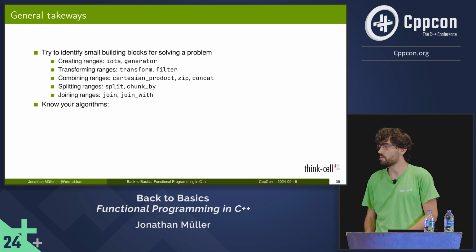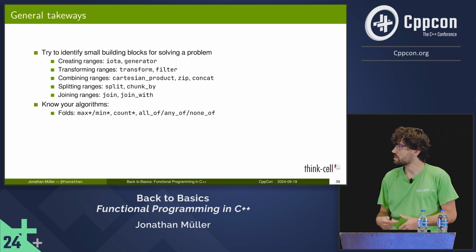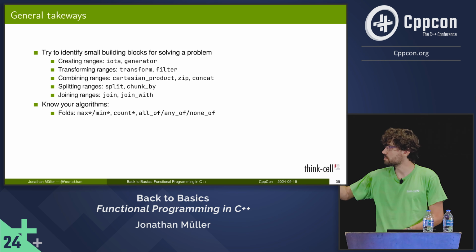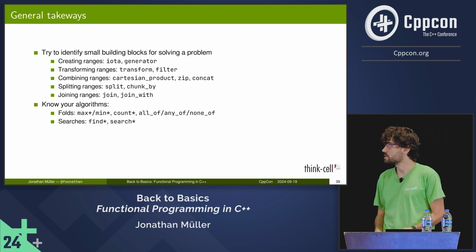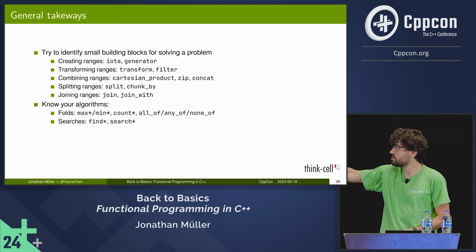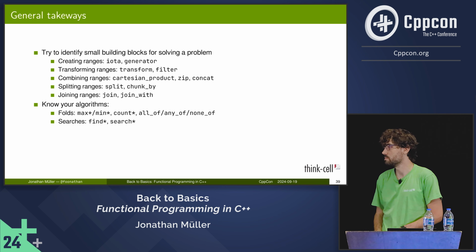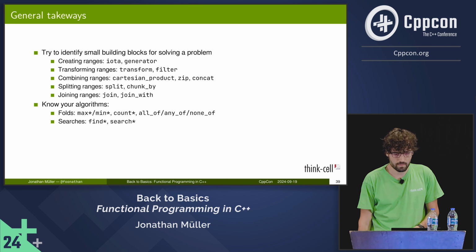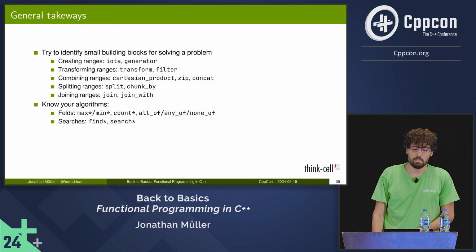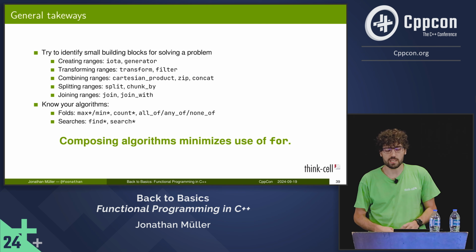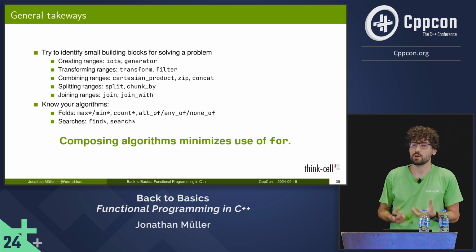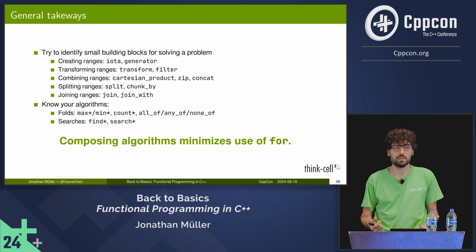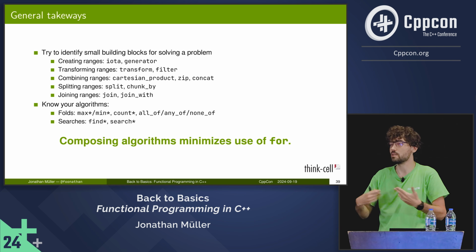And then we need to know the algorithms for those. We've got all the various kinds of folds, which are called minimum, maximum, count, and so on. And then the various searches, like find and search. And with those tools, you can solve a surprising amount of problems in a very simple, very declarative way, just when you're talking about finding things. And so when we write this composition, as we can see, we don't need for loops. Composing algorithms minimizes the use of for loops because the for loops are in the building blocks and we don't need to write them ourselves.